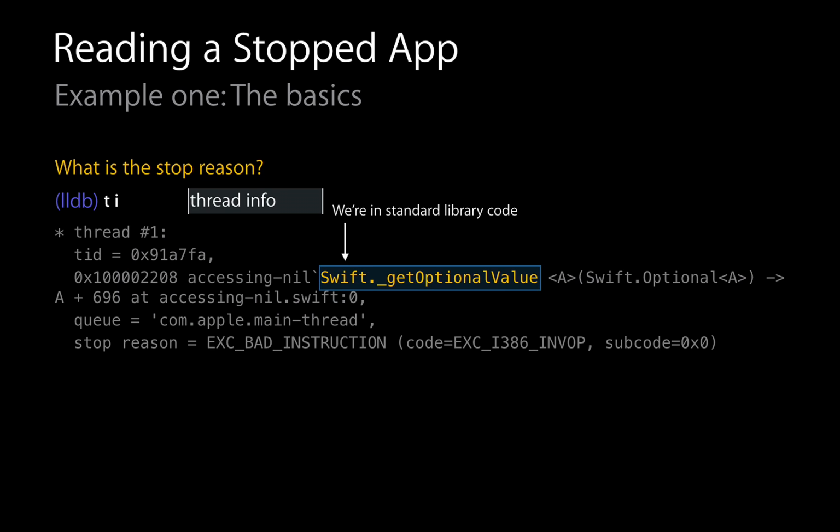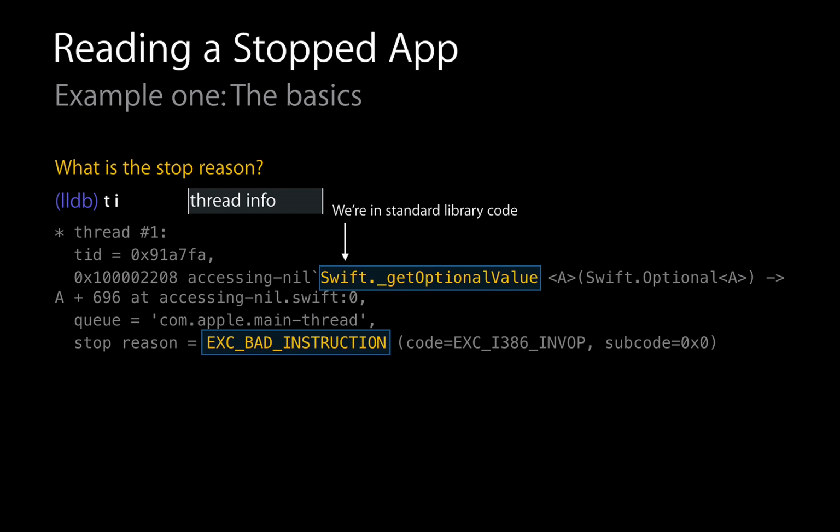Now the swift dot part is very important here because it tells you that you're inside the Swift module. The Swift module is the Swift standard library, so we already know that standard library code crashed. Now, what was the reason that it gave for crashing? The reason is a bad instruction.